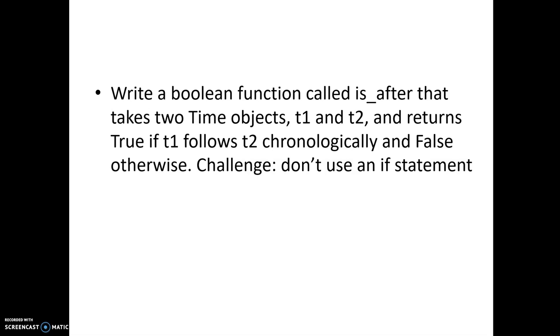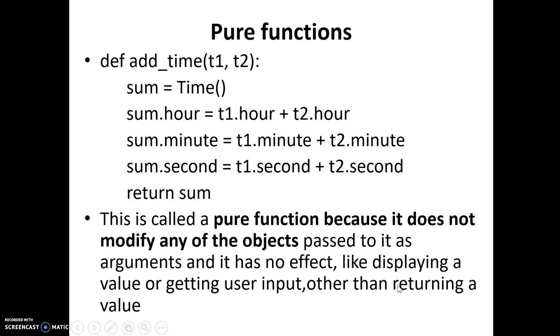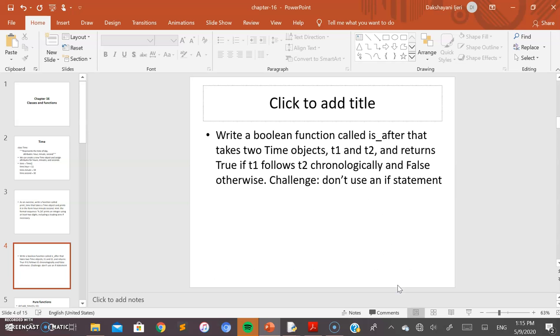It has to give True as a result if the time t1 follows t2 chronologically. If not, it has to give the result as False. Then how do you write it without using any if statement? So without the if statements, let's see what the solution needs to be here.